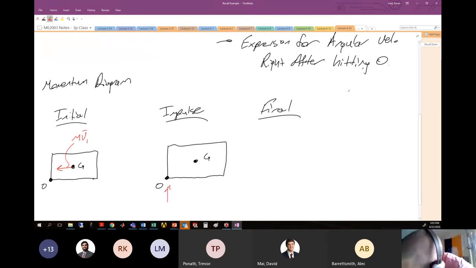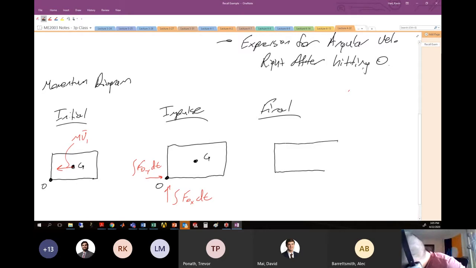We have impulses on this guy in the Y direction and the X direction. So here's an impulse of our force at O in the X direction, crazy like a fox. Here's our impulse of force at O in the Y direction, crazy like a foy. Remember that these are forces that act over a short amount of time. And then our final momentum here is point O.